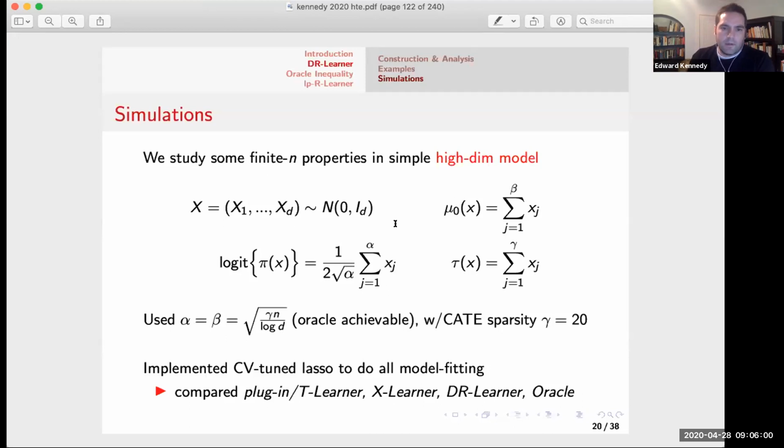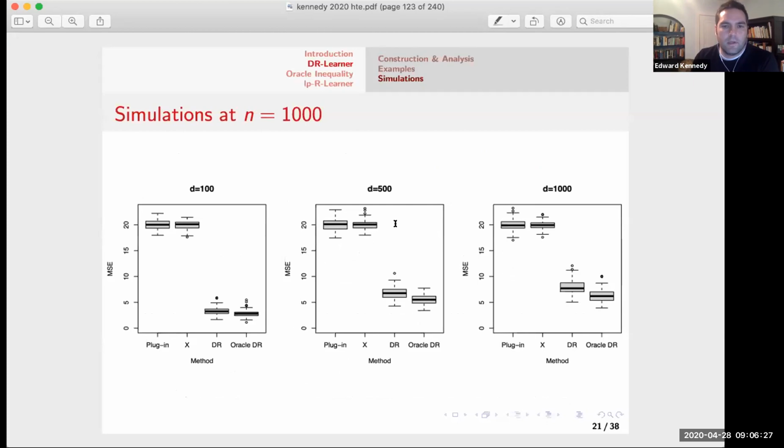And then we use the approach that I gave earlier, this DR learner thing, where we estimate the propensity score and the regression function using lasso, and then go to this third sample and do the second stage regression of that influence function pseudo outcome on the X's. And then I also give an oracle that has access to the true nuisance functions. So it's using this DR learner procedure, but has the true nuisance stuff.